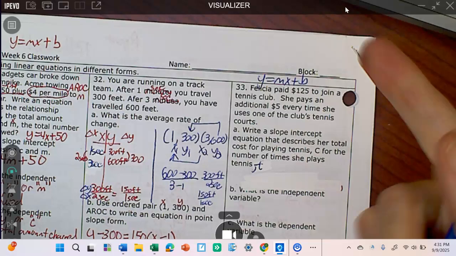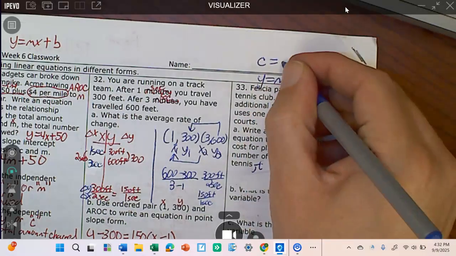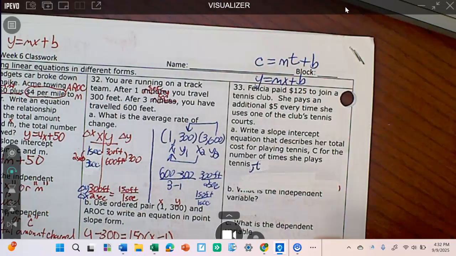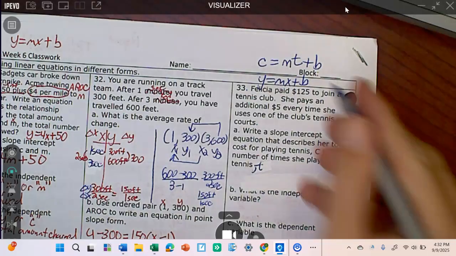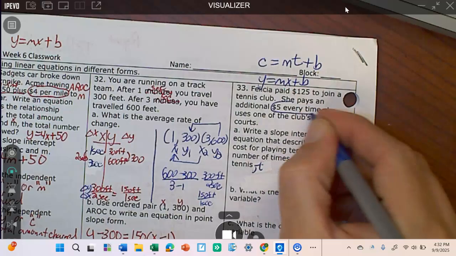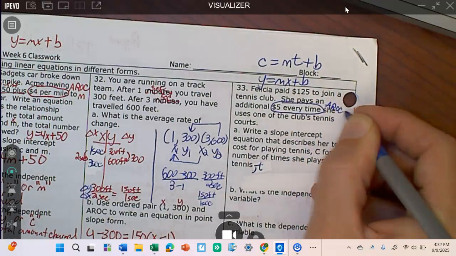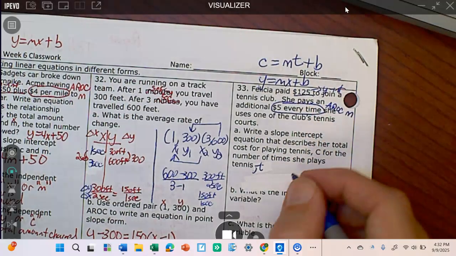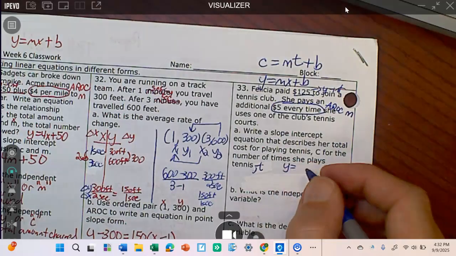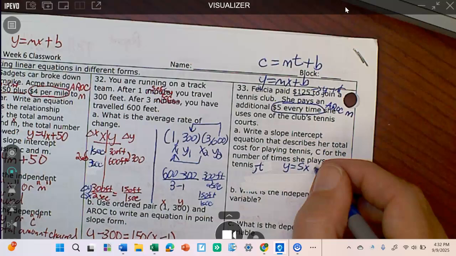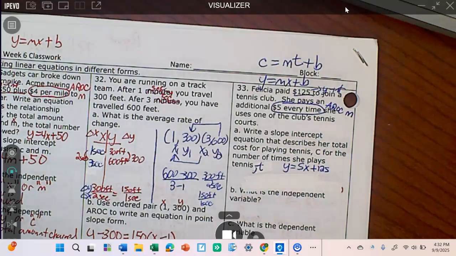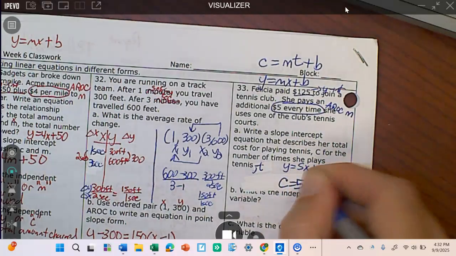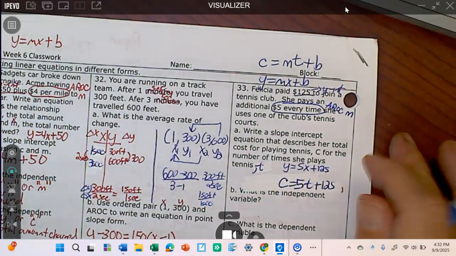Okay, so it's like y equals mx plus b, except they change y to c and x to t. So, okay, one of these represents the rate of change. So $5 every time. That's the rate of change, which is M. And this is B. This is the y-intercept. So we know this is y equals 5x plus 125. But they want you to use C instead of y for the cost. And they want you to use t instead of x. That's how they make it a harder question.